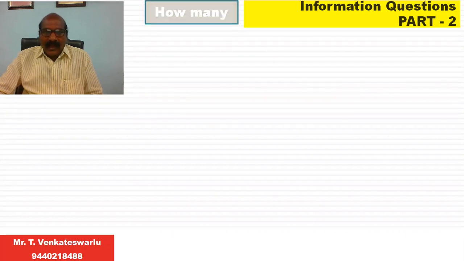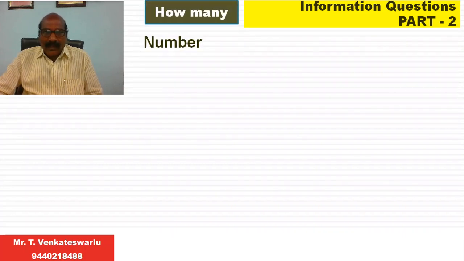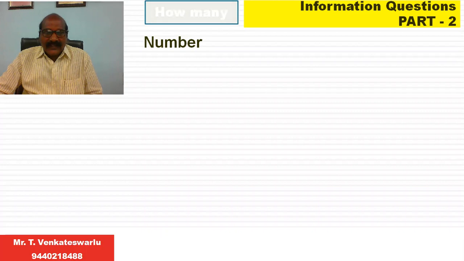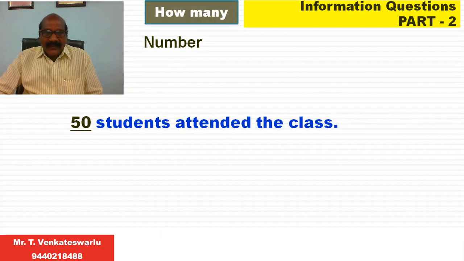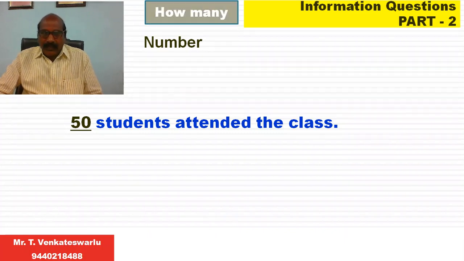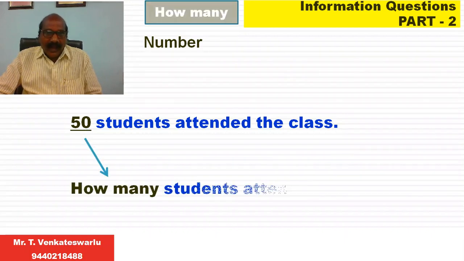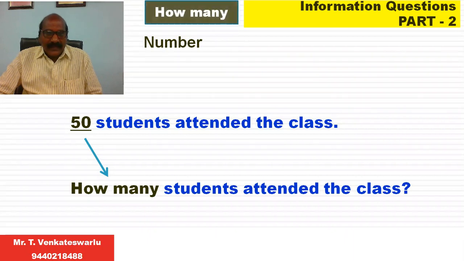Next, another question phrase. How many? And this phrase refers to number. See some examples. 50 students attended the class. Here, 50 students is in the subject position. When you want to get the subject as the answer, no need to change it into a yes or no type question. Simply, the subject is replaced by the question phrase how many. How many students attended the class? Next example.